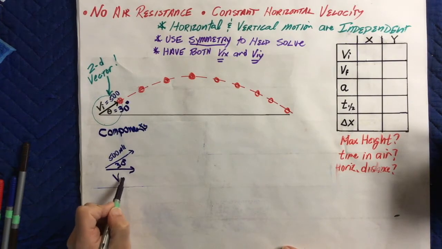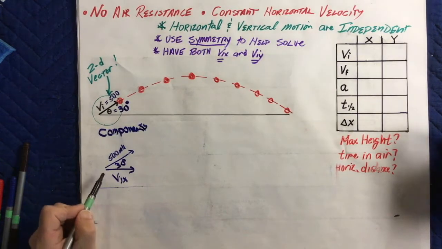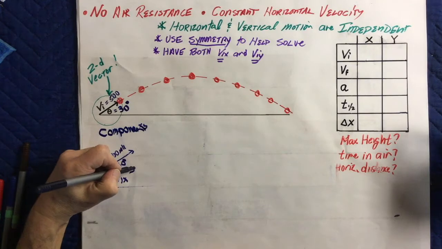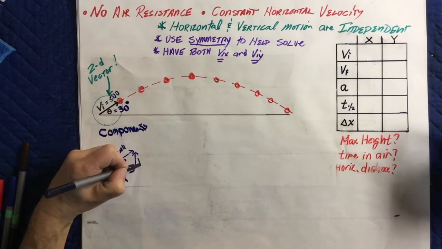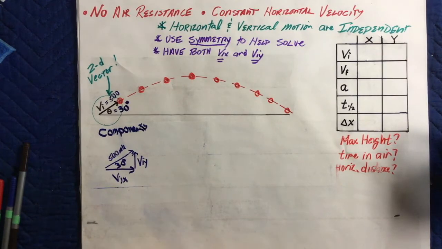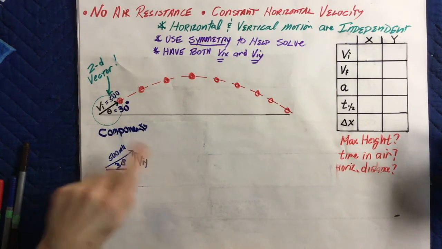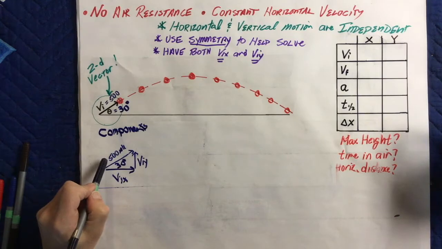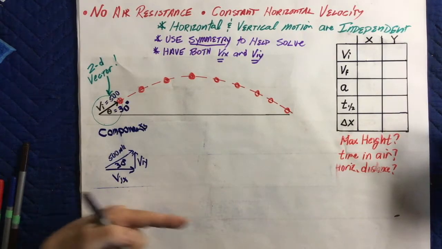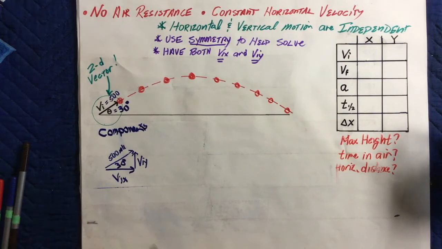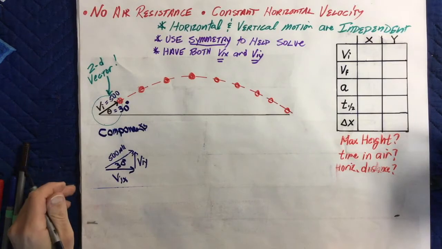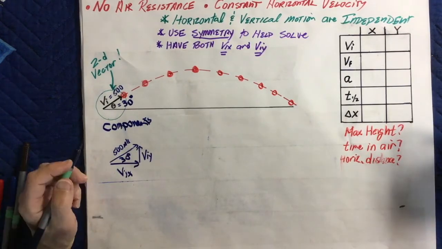this component is the VIX, the initial horizontal velocity. This component is my VIY. It's how fast this thing is being launched from the ground initially. And remember, this is a technique to break up how much of the 500 is pushing the projectile this way and how much is launching it straight up. So we need to use that information to get the VIX and the VIY. That sets the stage for everything else.